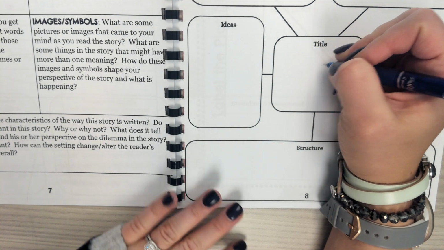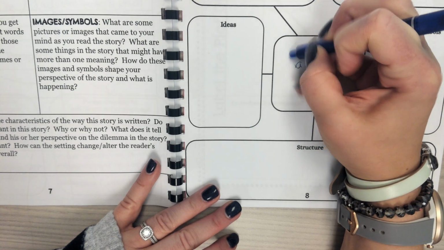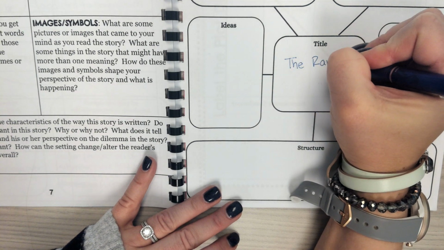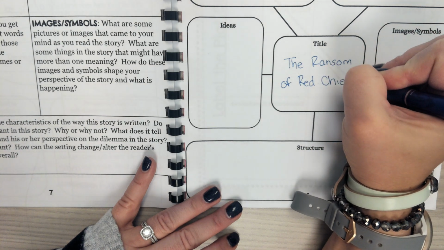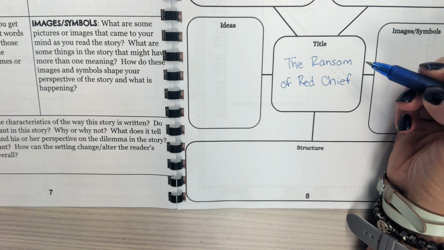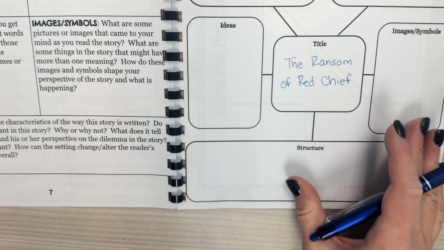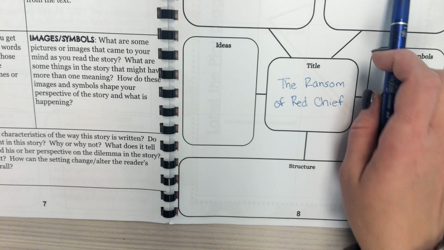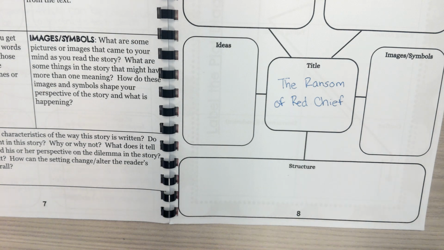Go ahead and make sure you put the title of our story, which is, well, it's actually The Ransom, not just Ransom. The Ransom of Red Chief. Make sure that you capitalize your title appropriately. The T, the R, and the C. So make sure you capitalize those. So The Ransom of Red Chief, that is our story. Well, we have keywords, feelings, ideas, images and symbols, and structure. So we have a lot of different categories going on.